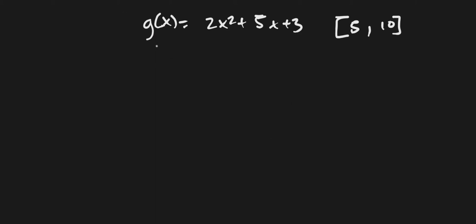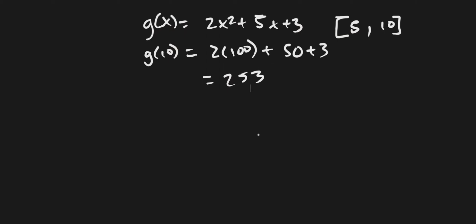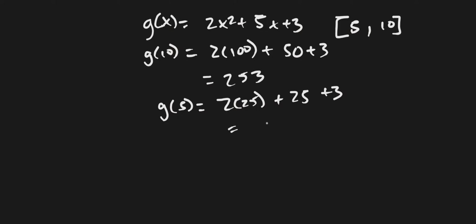Okay, and so this is just g of 10. We need to evaluate that at the 2 points. So g of 10 is equal to 2 times 10 squared is 100, plus 5 times 10 is 50, plus 3. This is 253. And then g of 5 is equal to 2 times 25 plus 25 plus 3, which is just 50 plus 25, 75 plus 3, 78.